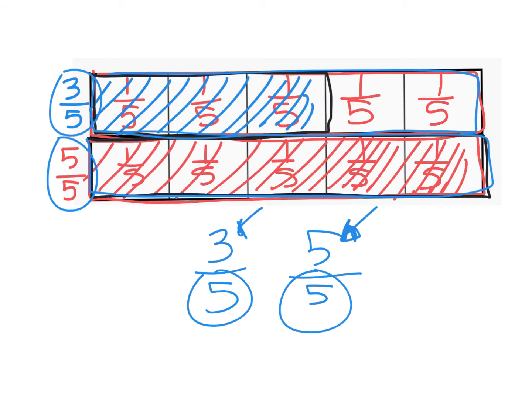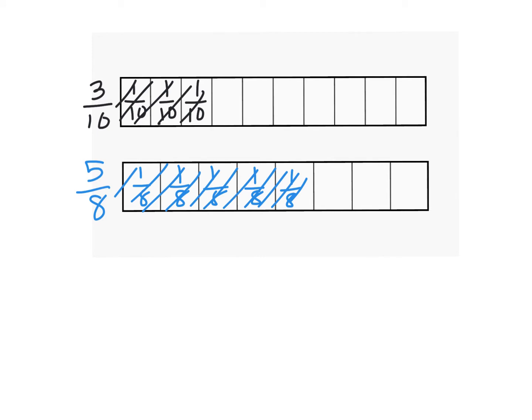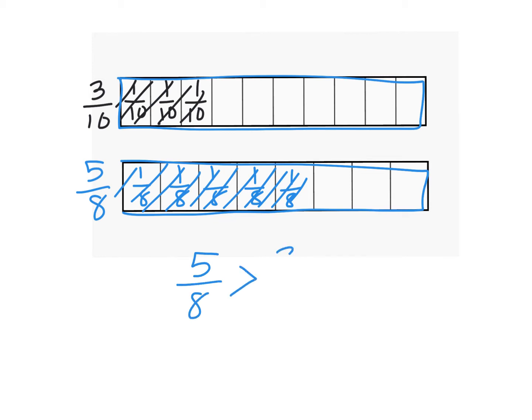When we go back to this example, it's much easier for us just to know when they're out of the same number of parts. We have this example where this one is taken out of 8 equal parts and this out of 10 equal parts. Our visual model helps us to see that 5/8 is greater than 3/10, which is why we try to find a common denominator.